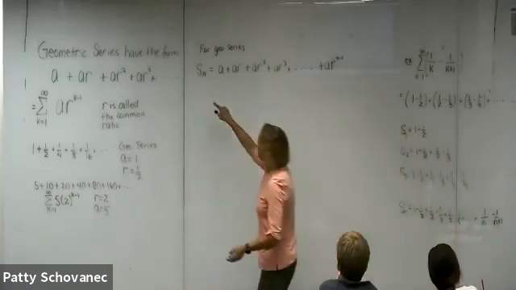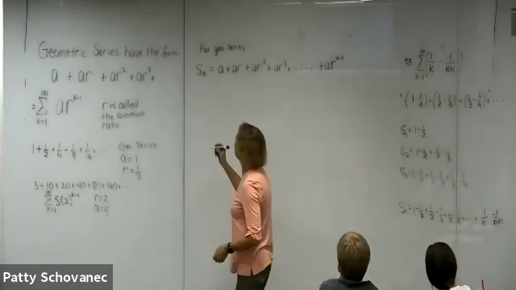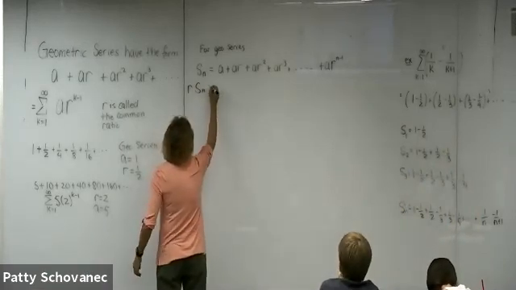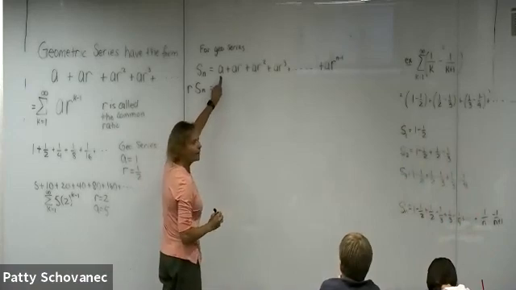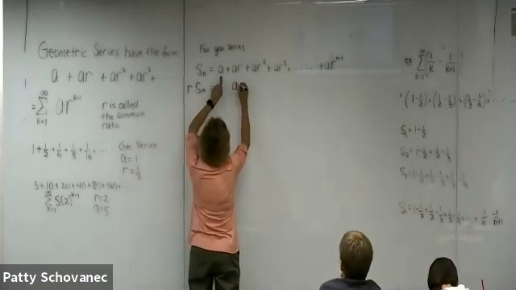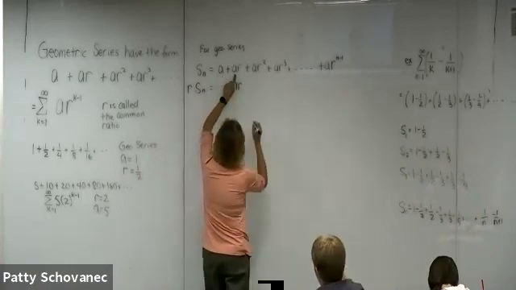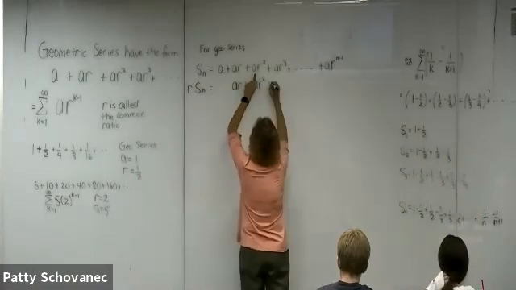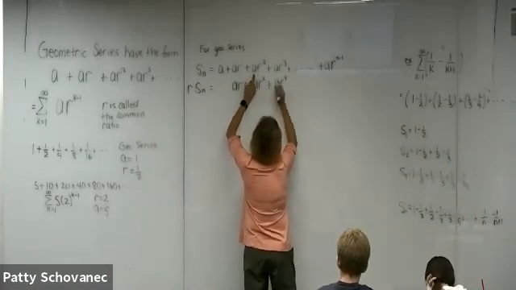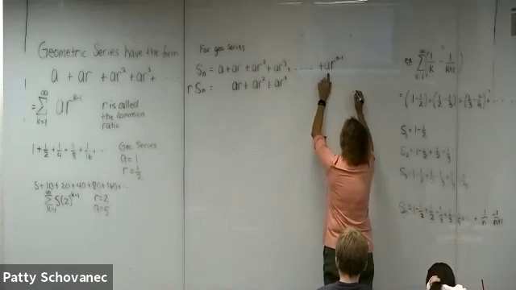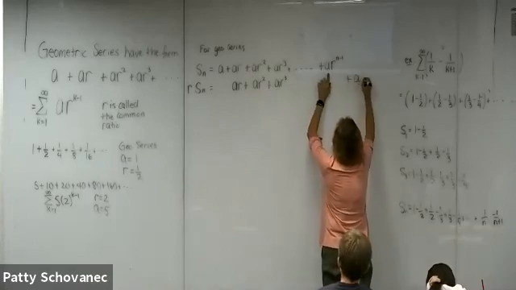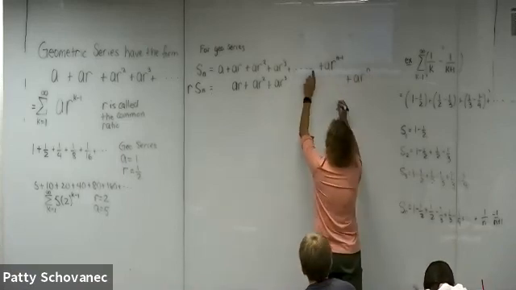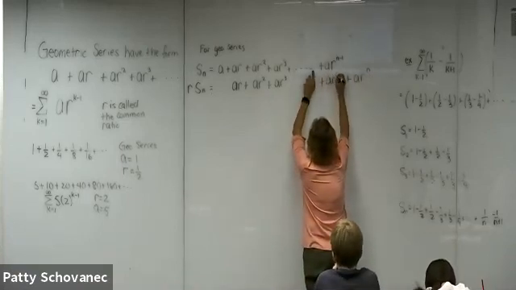I'm going to take this equation and multiply both sides by R. So if I multiply that by R, it looks like A times R. So I'm going to shift it over. If I multiply that by R, it looks like A times R squared. Then I'm going to multiply that one by R, do it all the way down the line. When I multiply that one by R, I get an AR to the n. But there was a term right up here that when I multiply it by R, it looks like this one.